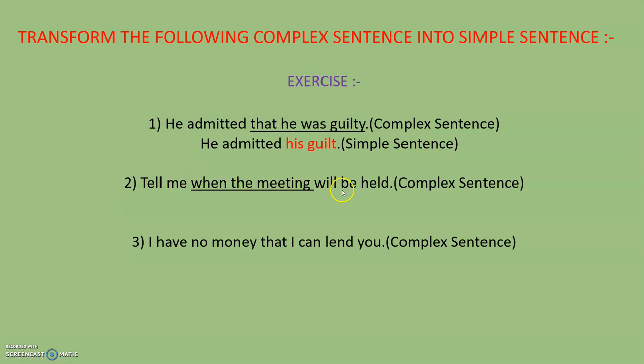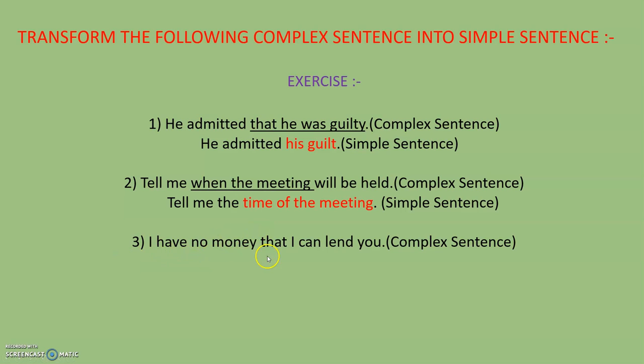Tell me when the meeting will be held. Now "when the meeting," you can see this is the subordinating conjunction. So it becomes a subordinate clause, "when the meeting." So you have to remove this. So in order to remove this, what can you say in a simple sentence? Tell me the time of the meeting. You have not changed the meaning of the sentence. You have changed the words, but it means the same. Tell me the time of the meeting. That becomes a simple sentence.